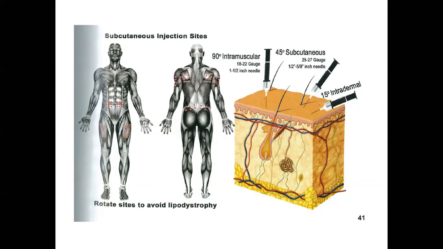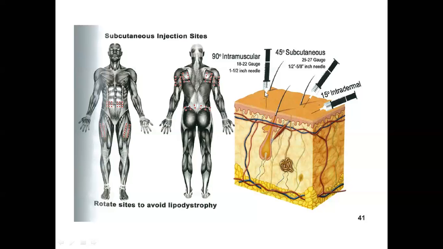And the NCLEX board frequently asks this question: what are the other sites of sub-Q injection? Sometimes we can give it over the anterior aspect of the thigh, or we can give it in the scapular area, even the back muscle. But most commonly, we use the abdomen around the umbilical area.